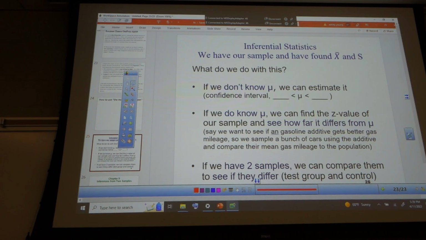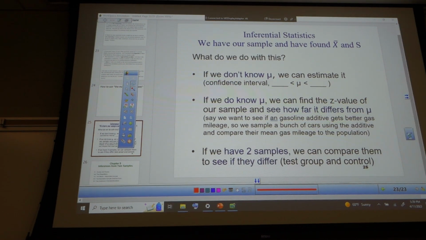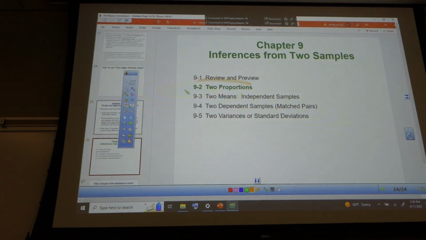inferential statistics. So far we have covered, if we don't know our mean or our proportion, we can estimate it. That was chapter 7. If we do know our mean, and we want to know if our population differs from the general population in some way, we can compare them by doing a hypothesis test. That is chapter 8. And now we're looking at 2 samples to see if they differ or not. So that's chapter 9. We're going to start off with 2 proportions.